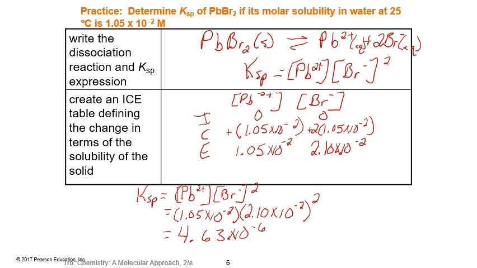Now we can compare this KSP to things that dissociate in the same way. If we wanted to look at this compared to our lead chloride, because they dissociate the same way, we can compare the KSP values. We also could compare the molar solubilities to see which is more or less soluble.